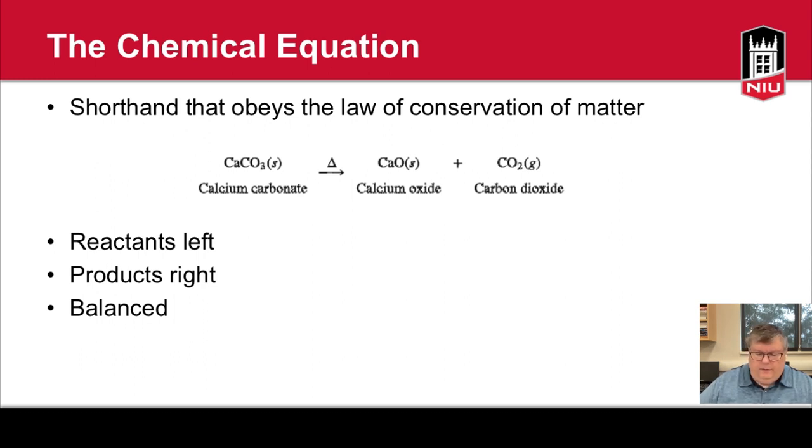Now, the salient points of this is that we use chemical formulas to shorthand our materials, and we put the reactants on the left and products on the right. There's an arrow here to denote that a chemical reaction occurs. On top of that arrow, we can put things like a delta, which tells us that it's been heated up. And we also put states of matter as subscripts to the sides of each of the chemical formulas.